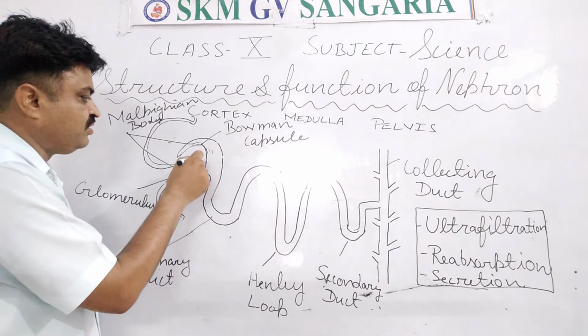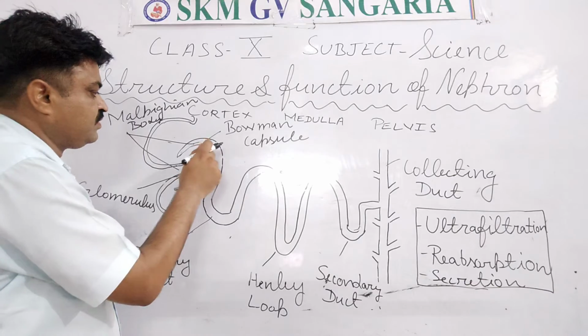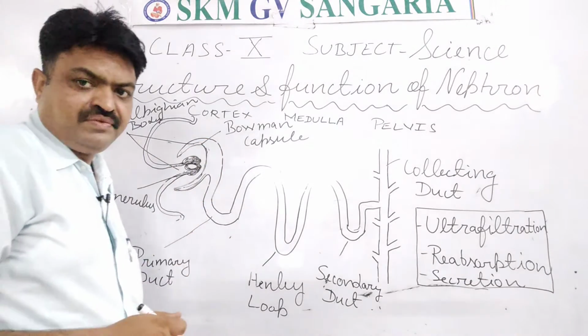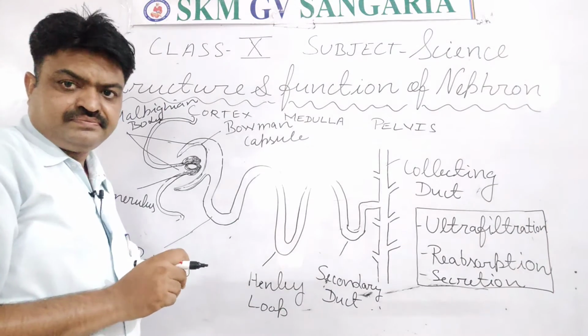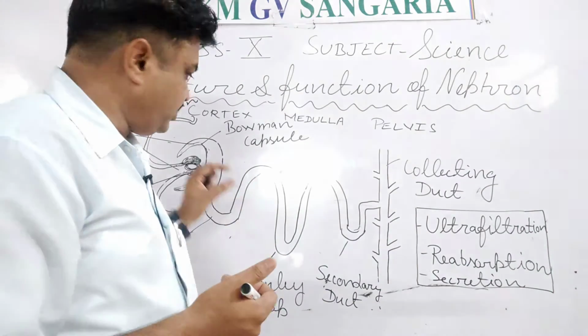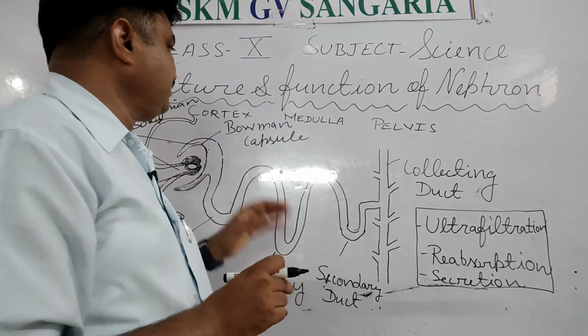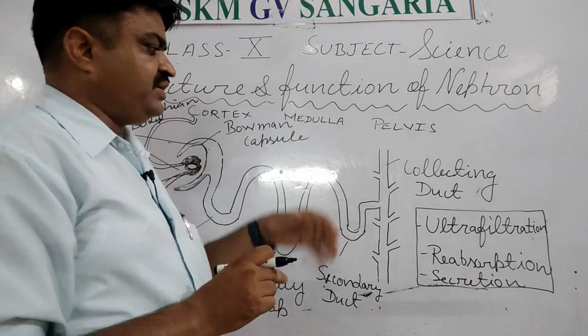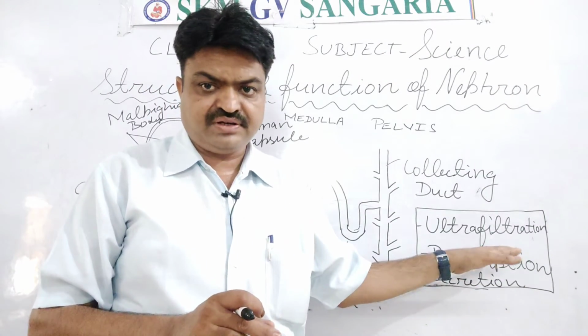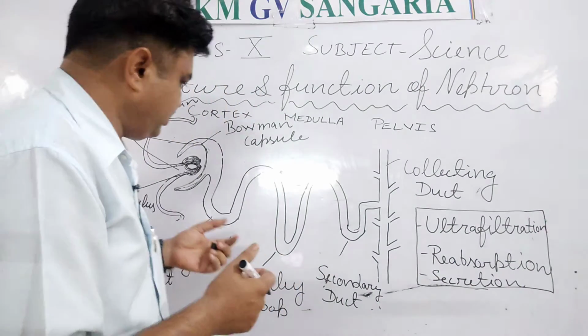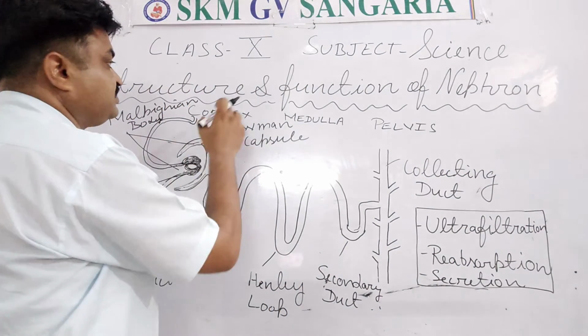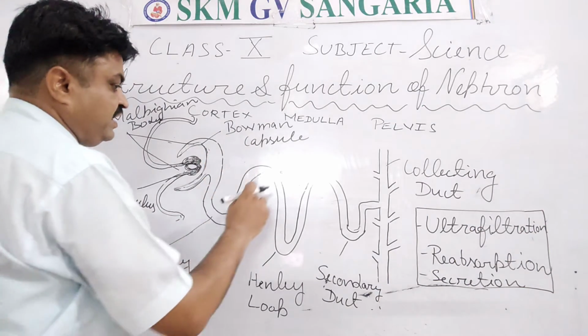First is the glomerulus, second is the Bowman capsule, and here osmosis takes place. With the help of that osmosis, biological filtration takes place, and that biological filtration is known as ultrafiltration. Now we come to the next function of the nephron, that is reabsorption.